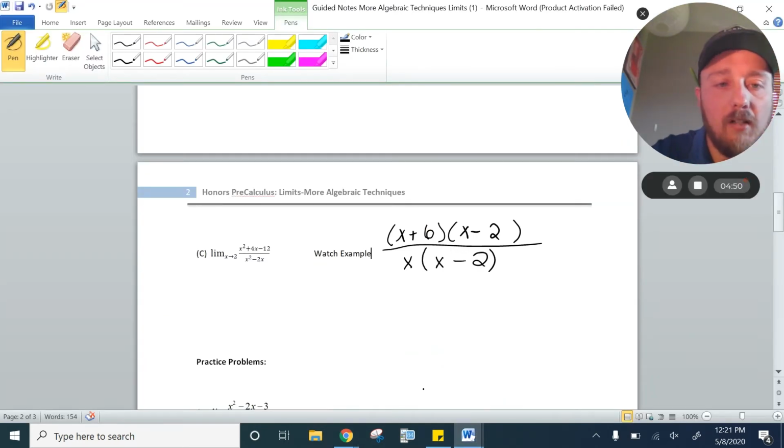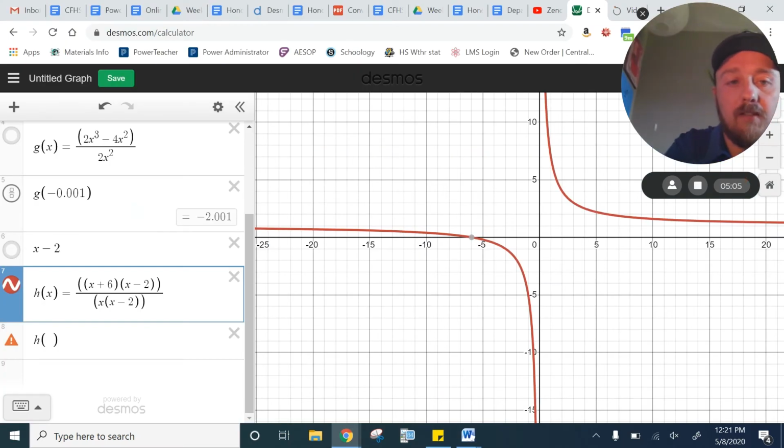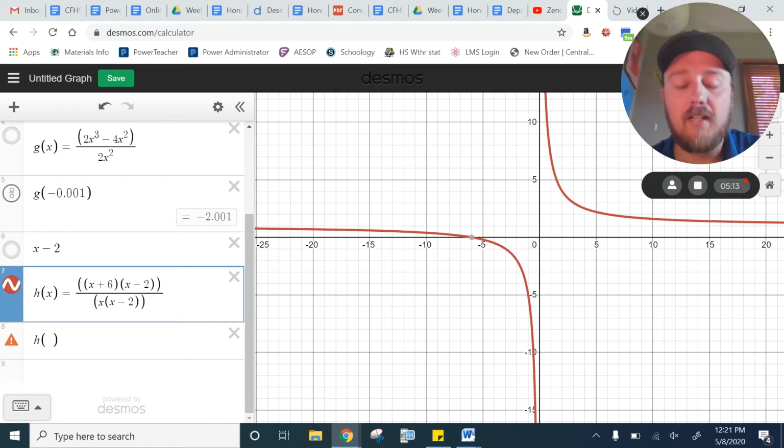Our leading term here, x squared, the coefficient's 1. On the bottom, the leading coefficient, so x squared, has a coefficient of 1. So the line y equals 1 over 1, or just the line y equals 1, is our horizontal asymptote. And as you see, here's our line y equals 1, and that is our horizontal asymptote. That's a side note, but for future reference or as a reminder, if you've learned that before, when you have that happen, we have a horizontal asymptote.